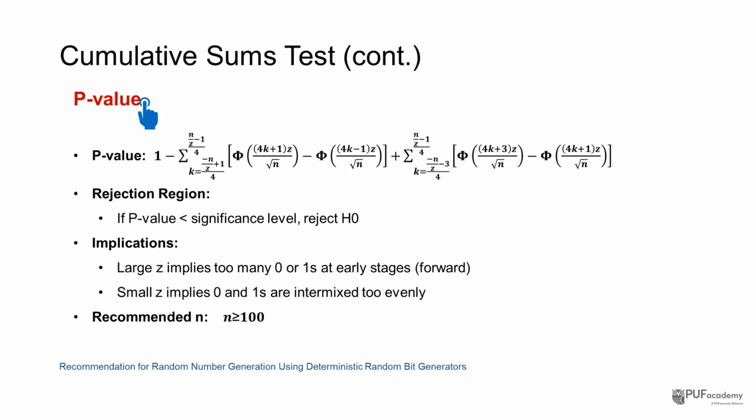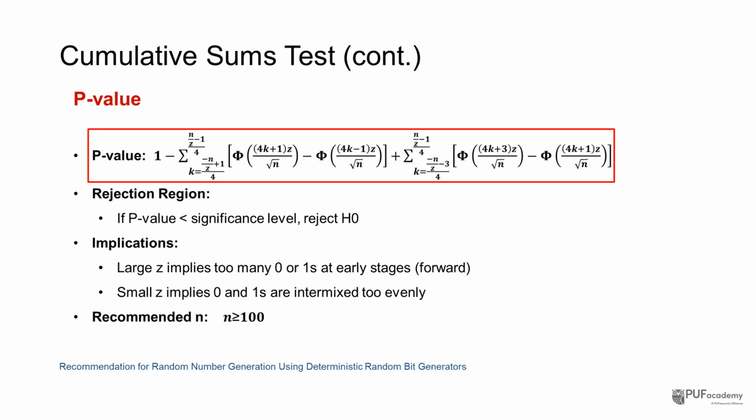Continuing with the cumulative sums test, let's look at how we get to the final decision using the p-value. The slide shows a long and complex formula for calculating the p-value. Essentially, the p-value is determined by a series of sums that involve the Gaussian cumulative distribution function, or phi, applied to various terms related to our test statistic z, the sequence length n, and the square root of n. This p-value is derived from a theoretical model that tells us the probability of seeing a sequence as extreme as the one we observed, assuming the data is truly random.